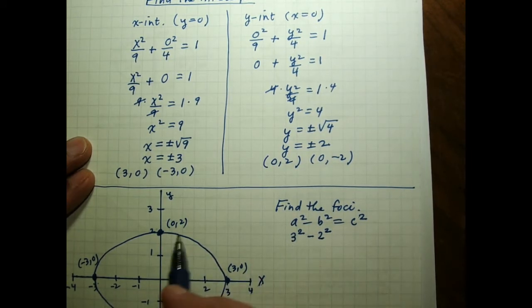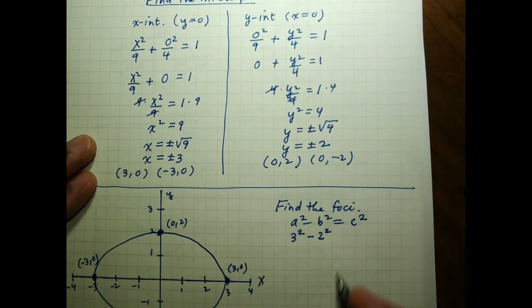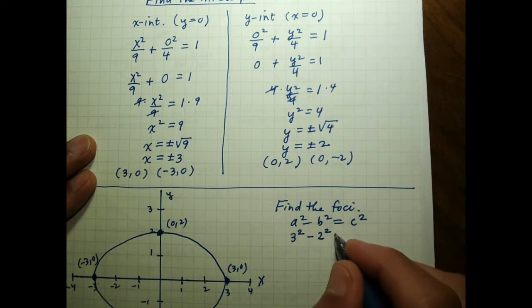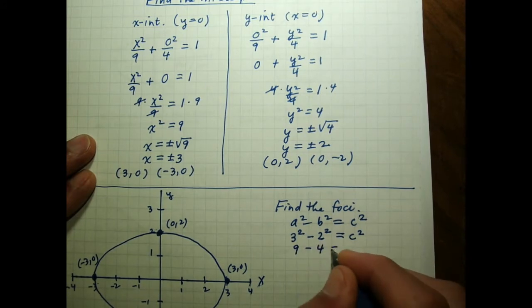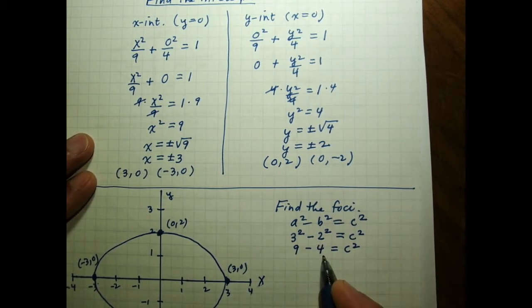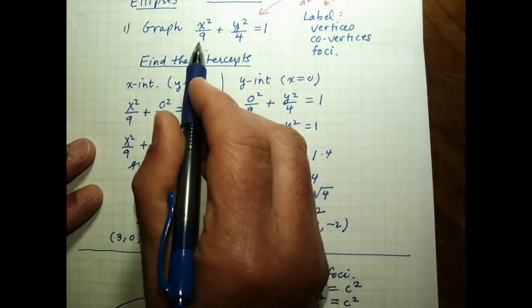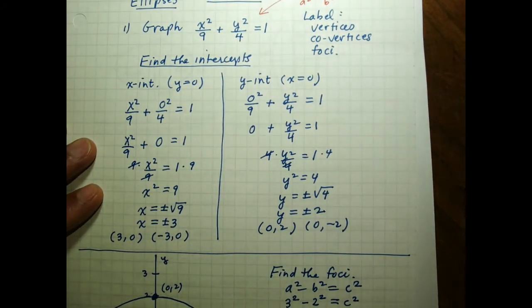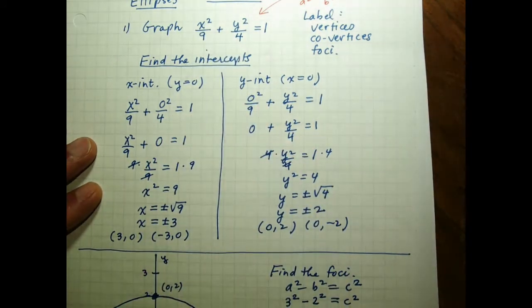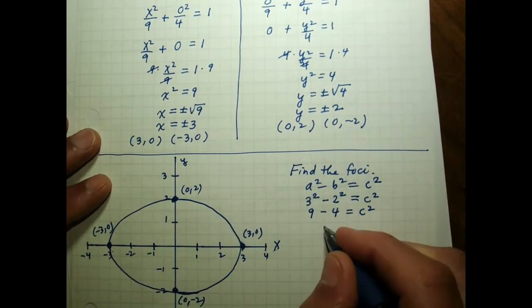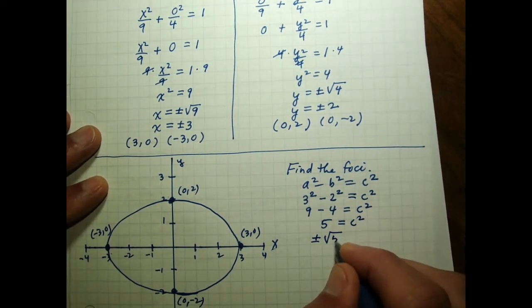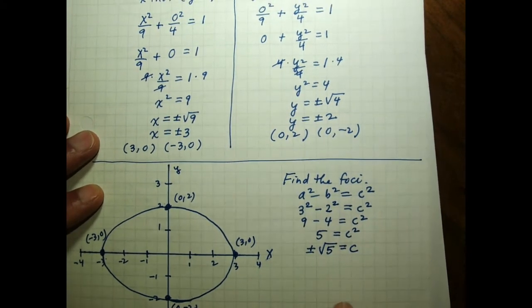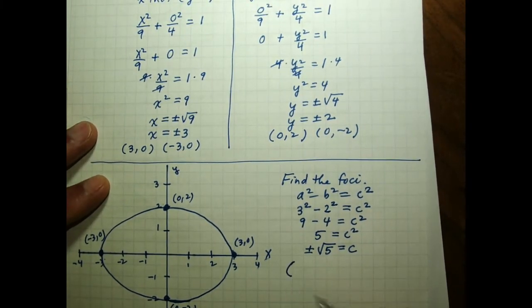It's really just sometimes a is on the y-axis if I have a bigger intercept value on the y-axis. But here I don't. Here the bigger values are on the x. So 3 squared minus 2 squared is 9 minus 4 equals c squared. This 9 and this 4 are the same as the original 9 and 4 in the denominators of the equation. We could have just plucked them out of the denominator of the original equation. I get 5 as c squared. Once again, I got to take square roots, plus or minus. The square root of 5 is c. And here my square root doesn't simplify.